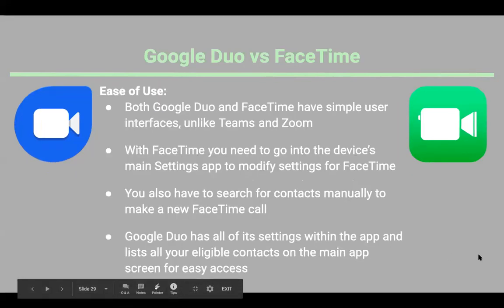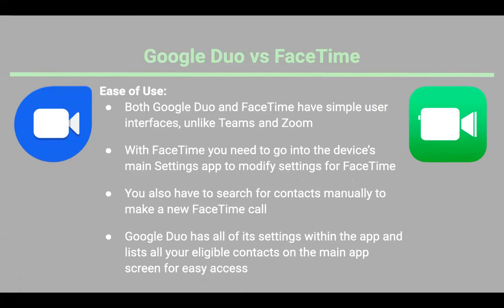Both Google Duo and FaceTime have simple user interfaces, unlike Teams and Zoom. With FaceTime, you need to go into the Devices Settings app to modify settings for FaceTime. You also have to search for contacts manually to make a new FaceTime call. You can also click the names that you previously called in your call history. Google Duo has all of its settings within the app and lists all your eligible contacts on the main app screen for easy access.